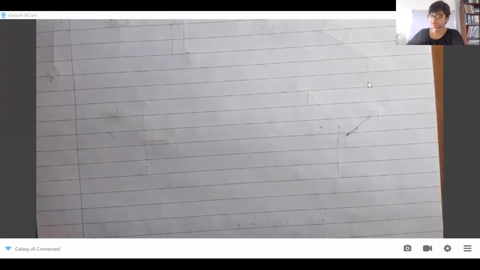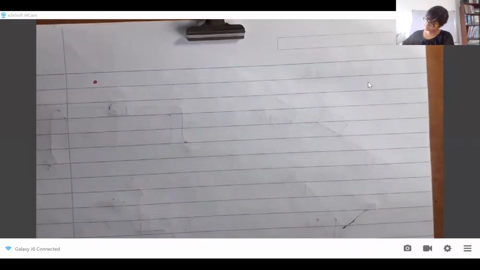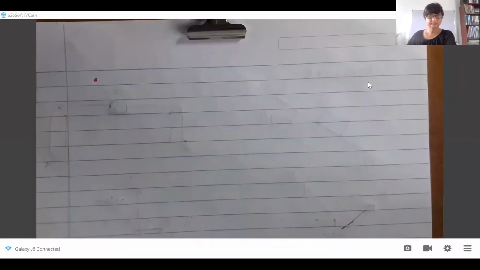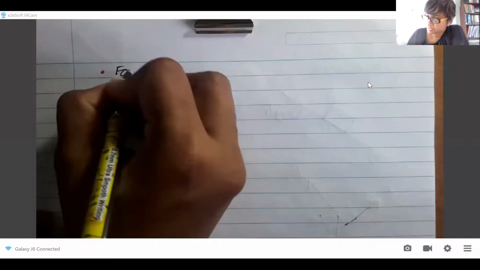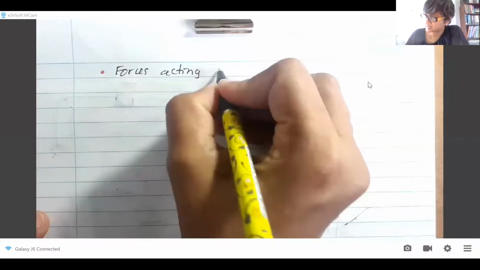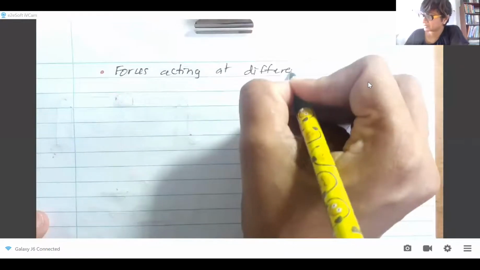Your fourth bullet: forces acting at different angles.